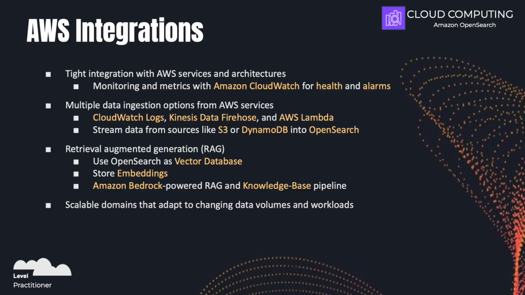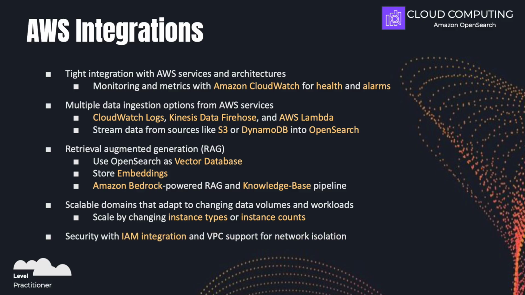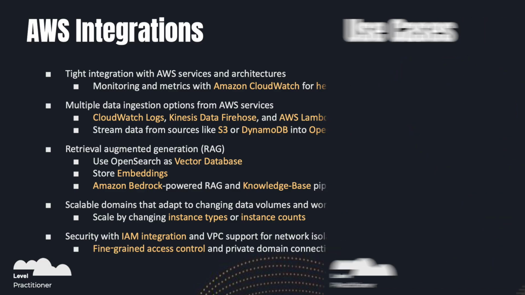Moving on, you also get scalability and security features in OpenSearch service as well. As your data grows, you can scale your OpenSearch domain up or down by changing instance type or counts, so you're not stuck with fixed hardware. For security and access control, you can integrate with IAM and run your domains inside a VPC for network isolation, while still using AWS logging and monitoring services for visibility.